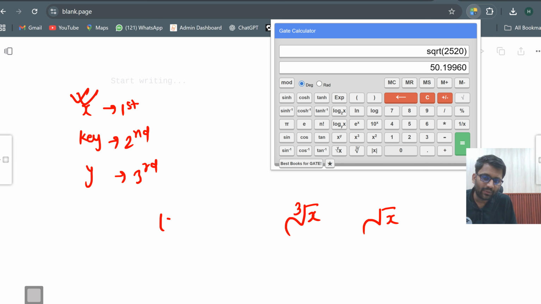Let's say I need to calculate log base 10 of 3. This log is base 10, this log is base 10, and this log is base E. Is that clear to you?